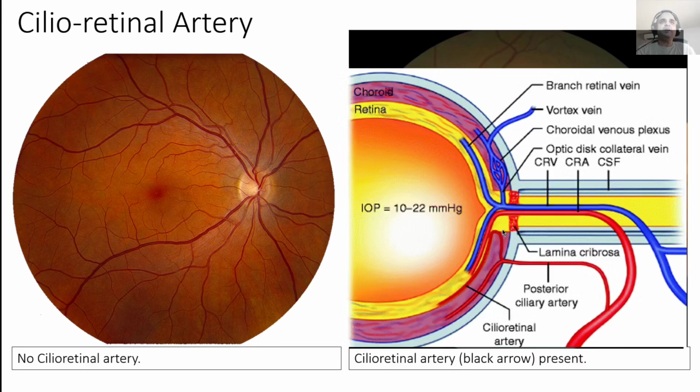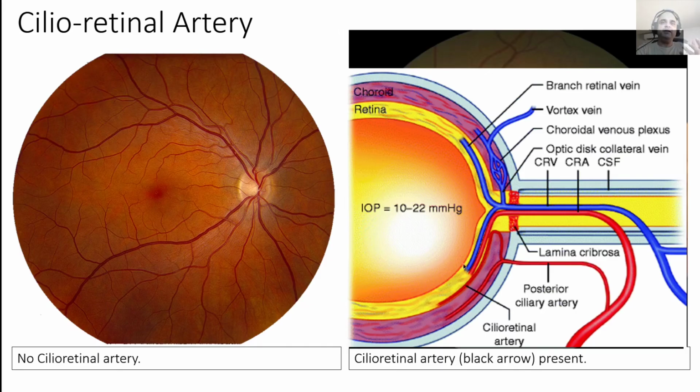This is a picture of the cross-section of the eye. This is the optic nerve, and these are the certain retinal vessels as they are entering into the eye. This is the posterior ciliary artery, which basically forms the choroidal circulation. And as you can see, this is the cilio-retinal artery, which is branching off from the source of the choroidal circulation, i.e. the posterior ciliary arteries, but it goes on to supply the inner layers of the retina.